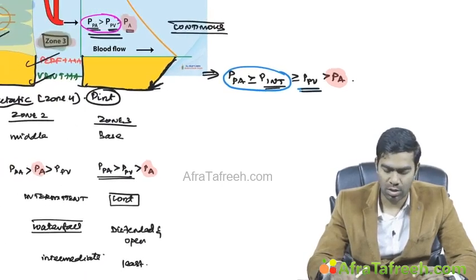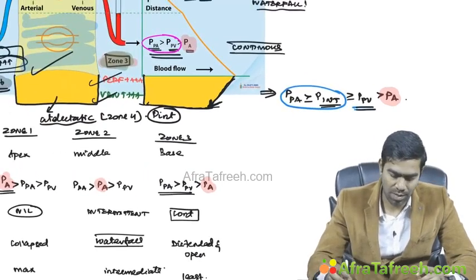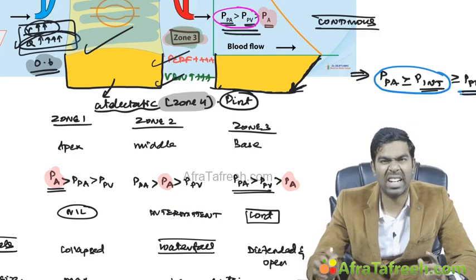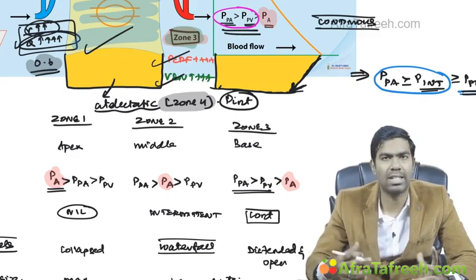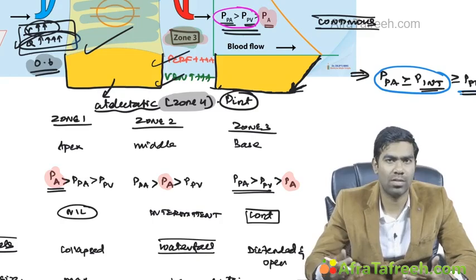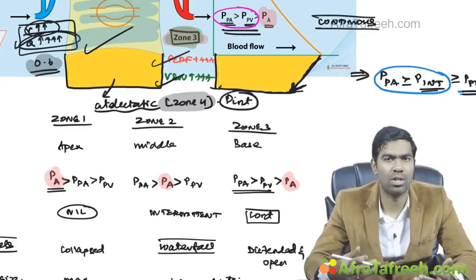Clear? So this is what is going to happen. You have to remember, the exam may ask about this zone 4, which is nothing but the atelectatic or collapsed zone, where the interstitial pressure will take over and exert its effects, and that also will sometimes result in reduced blood flow.